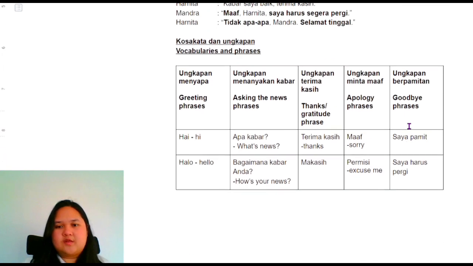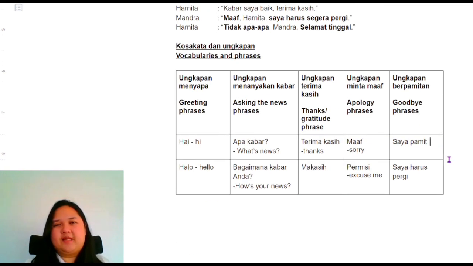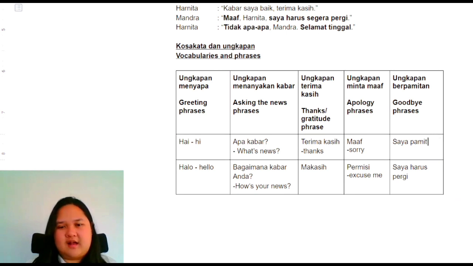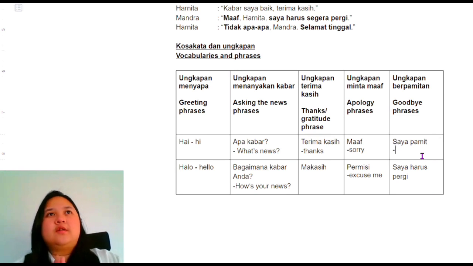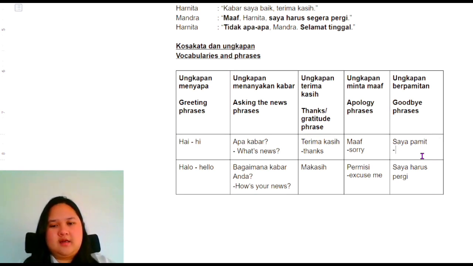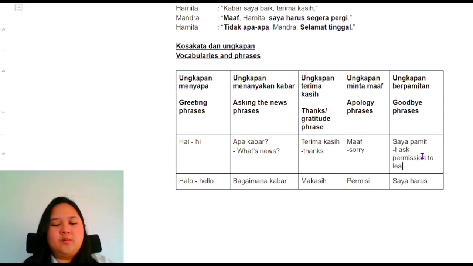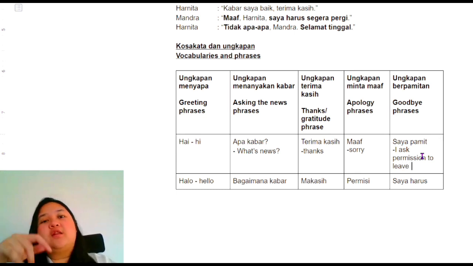There are 4. So the first one, saya pamit. Saya here is actually the subject pronoun, I. Saya pamit. But as I said earlier, pamit in literal meaning would be to ask permission to leave. So I ask permission to leave. Whom do you ask the permission from? The person that you talk to.